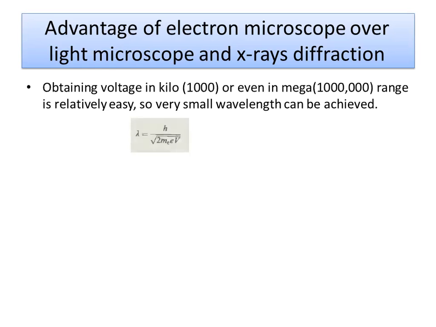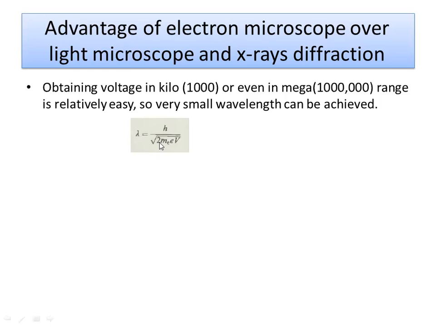So the first one is obtaining voltage in kilo, which we already calculated in the previous slide, or even mega voltage. That means the 1000 range is relatively easy, so a very small wavelength can be achieved. The more the voltage, the smaller the wavelength, and this is according to the de Broglie equation, which is written over here. These are inversely proportional to each other.